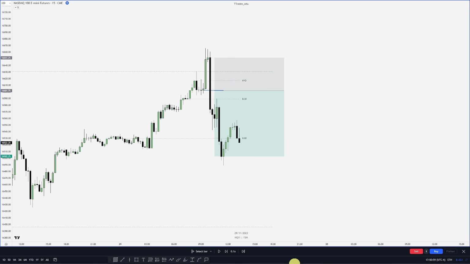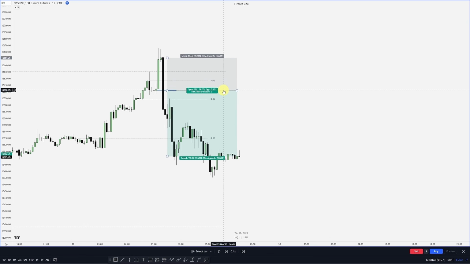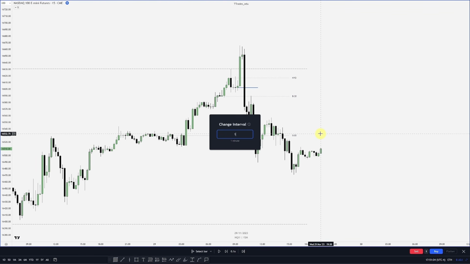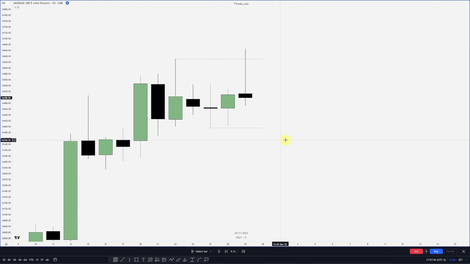You can see we didn't get tagged in before it went, and that is okay. Now, since that is the reversal day, let's go back out to the daily. Now, what do we notice out here on the daily chart? You can see we had a range. We swept out one side of that range.